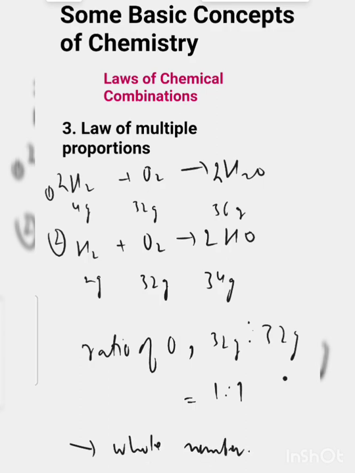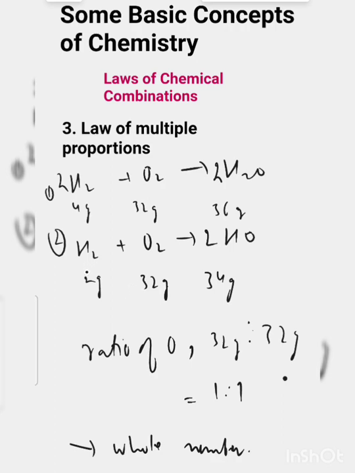So now I will give you the definition. When two elements combine to form two or more than two compounds, here in this case hydrogen and oxygen are combining to form a third compound, then the masses of one of the elements which combine with a fixed mass of the other, fixed mass, you can see here it is hydrogen, are in a simple whole number ratio. We have taken hydrogen as a fixed mass, and we are reacting oxygen with hydrogen in the first case, and oxygen with hydrogen in the second reaction.